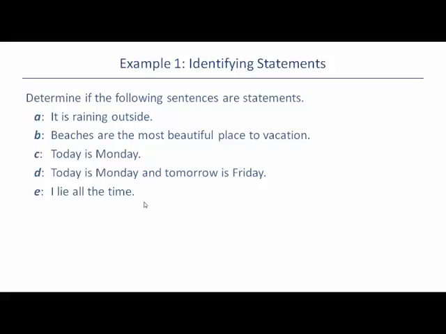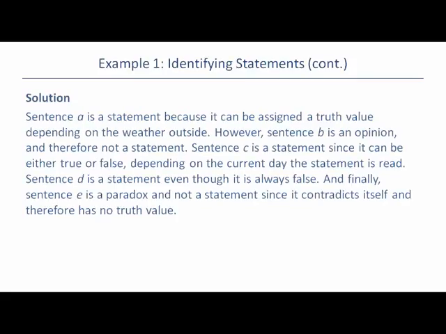Well, let's say the statement is true. If the statement is true that I lie all the time, then that means I am always telling the truth. And right now, I'm telling the truth that I lie all the time. But if I'm telling the truth right now, then I don't lie all the time. And therefore, it just makes my head hurt, right? It doesn't work. So that's one of those fun little verbiage things where it's both true and false. It's a paradox. It's a contradiction. It can't work. E is a paradox and is not a statement since it contradicts itself and therefore has no truth value.